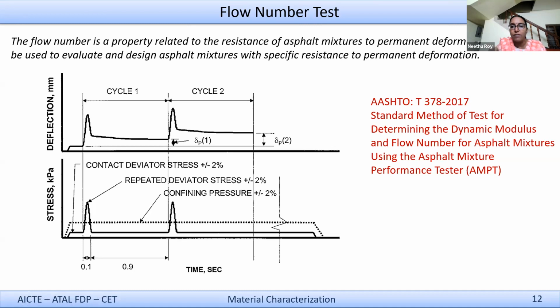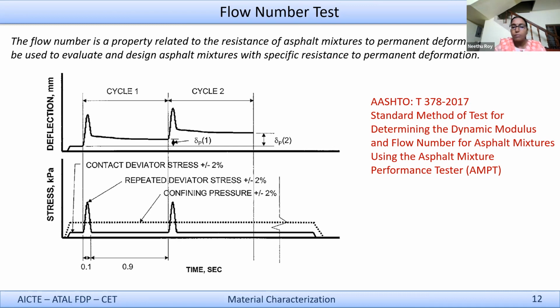So it will be like a Haversine pulse. You can consider it as a Haversine pulse, and the next axle comes. This time denotes the rest period before the next axle comes. So essentially, 0.1 second and 0.9 second duration will represent the passage of one wheel load. So the loading as well as the rest period, as actually happening in the field, is in a way mimicked when you consider this 0.1 second loading and 0.9 second rest period kind of loading.